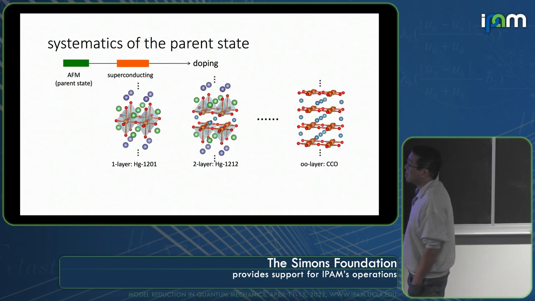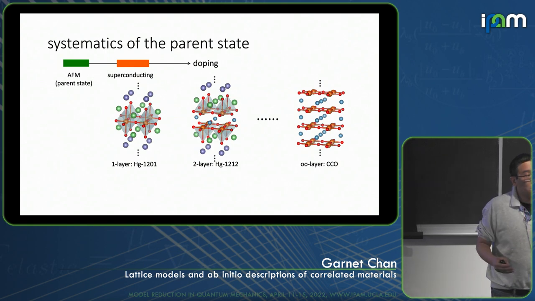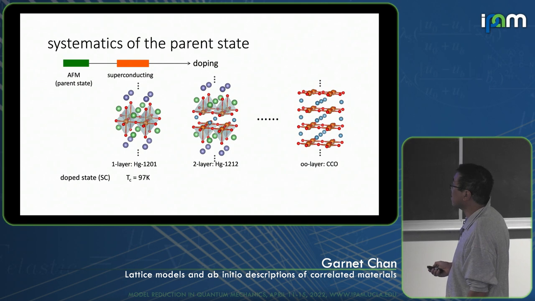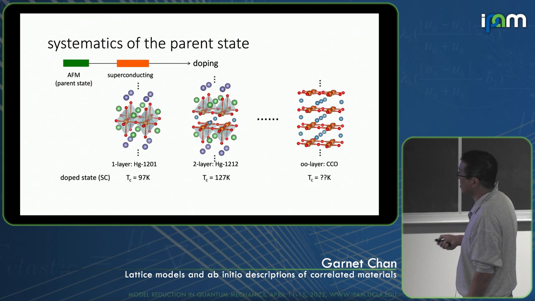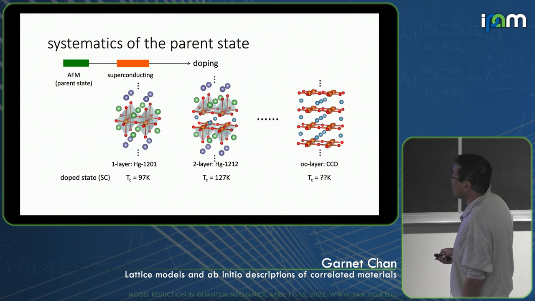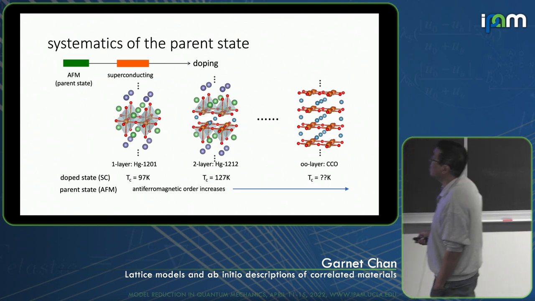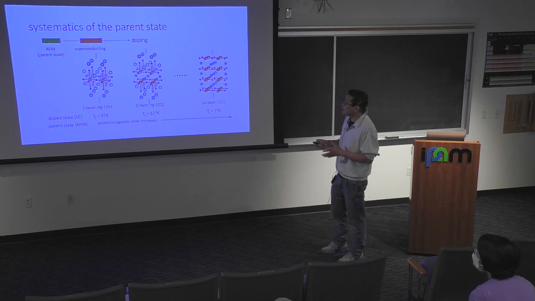And what you see from experimental measurements is that as you increase the number of layers in the material, both the superconducting transition temperature and the magnetic order increase. If you looked at the doped state, the transition temperatures increase. This one, you cannot dope it, so we don't know the transition temperature, but it goes up from 1, 2, 3, and so on and so forth. And if you look at the magnetic order parameters, it also increases this way. So the question is, can we now begin to capture this through an ab initio calculation? And since I'm only going to be working on the parent state in today's talk, I'm just going to be talking about this magnetic order increasing rather than the superconducting order today.